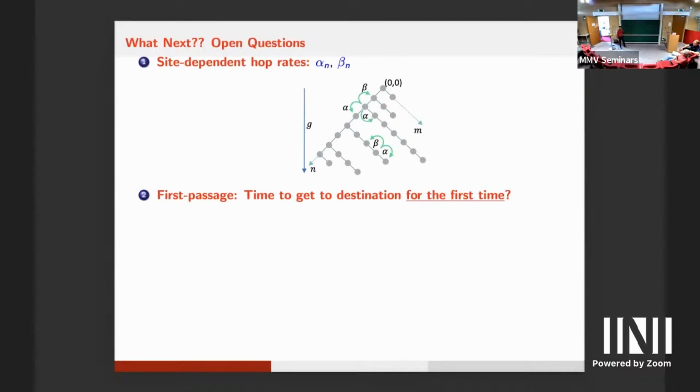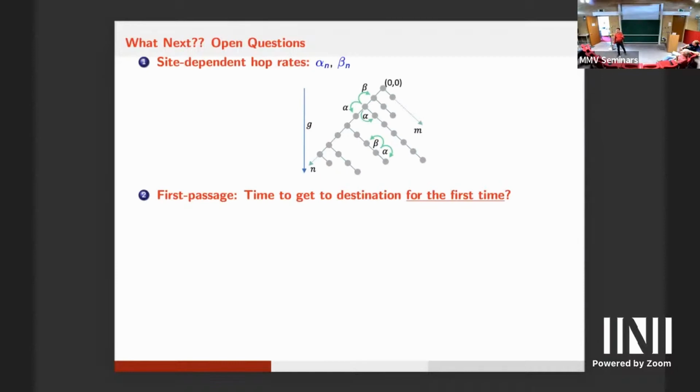No, the way we do it is that you write down the master equation for the propagator: what is the probability to be at this site at this time, given that I was here at an earlier instant? You write down the master equation. That's not so difficult, but the question is to solve it.